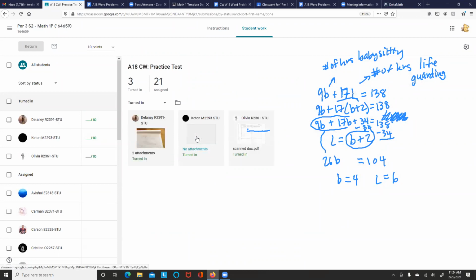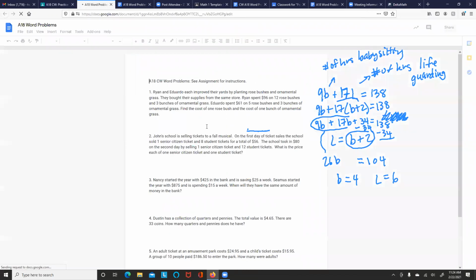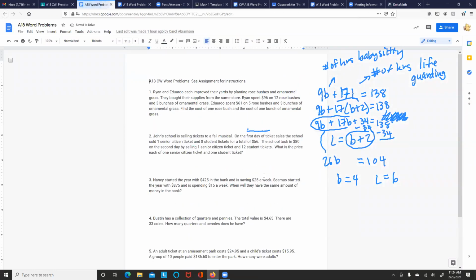Also, make sure you submit the notes that we took. You need to submit the notes that we took on the first classwork. So both of those things need to be submitted, all right, guys?